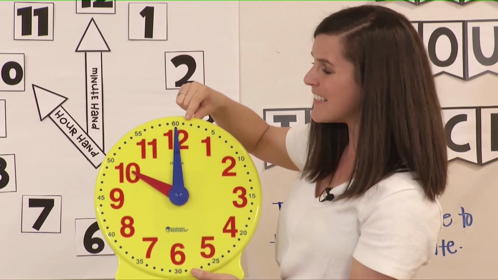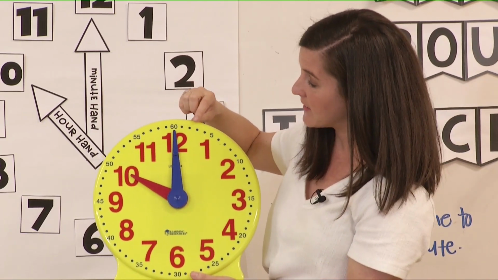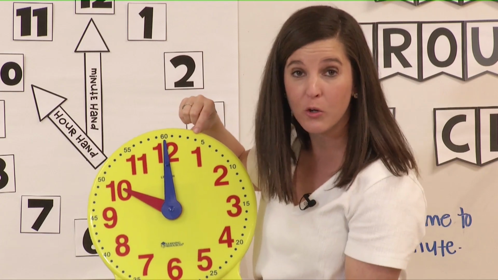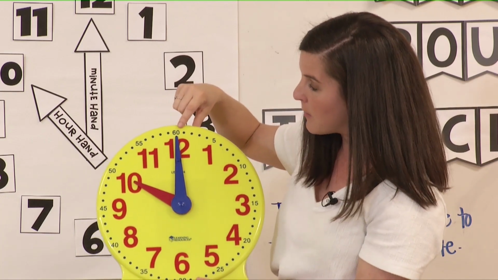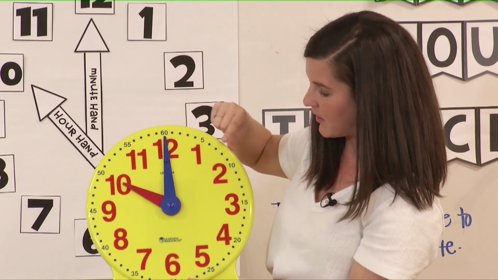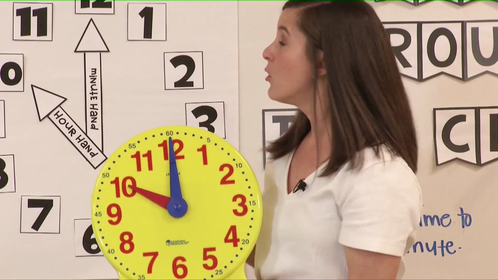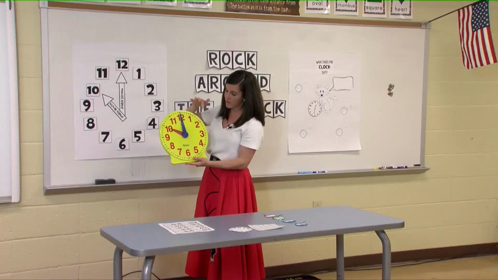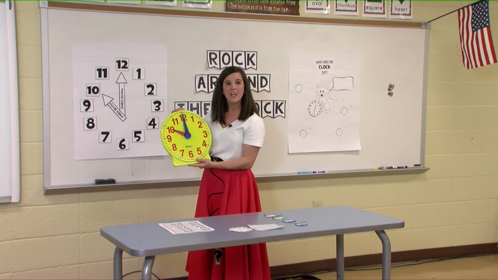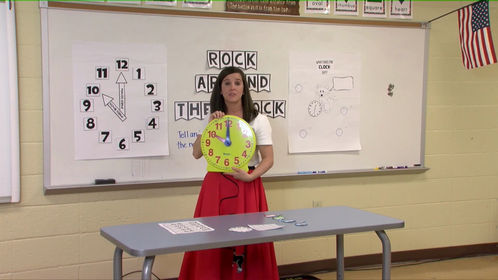So see how there are these little dots? Sometimes they're lines, depending on what clock you're looking at, between each of the numbers. Do you see those? They're between every number, okay? Well, for the minutes, whenever it's on a number, the 1, 2, 3, 4, all the way to 12, you're counting by fives, okay?